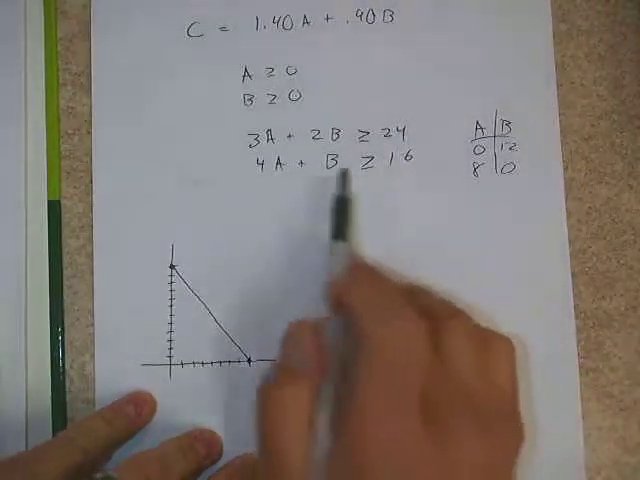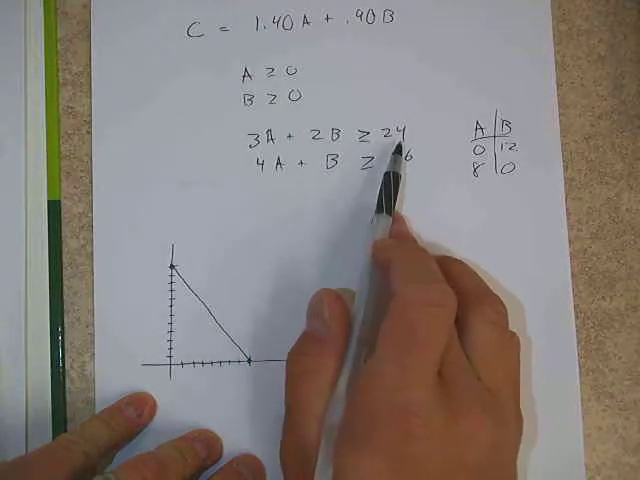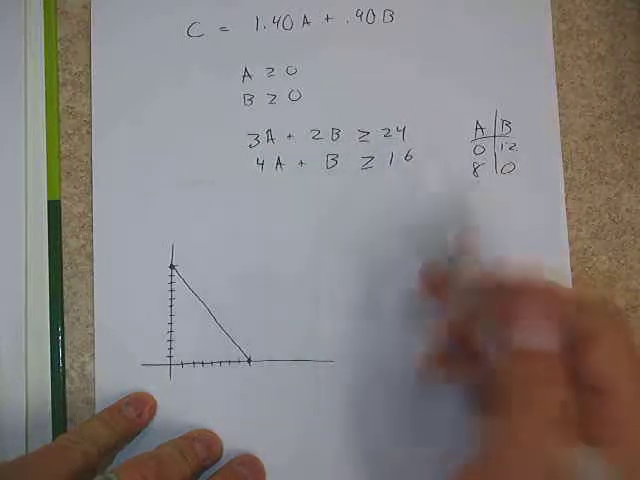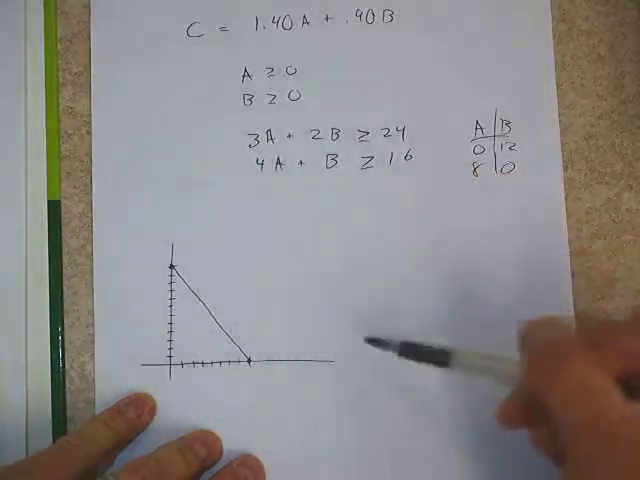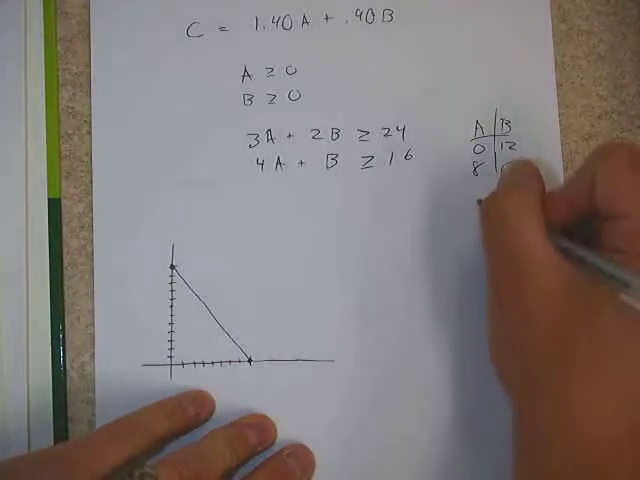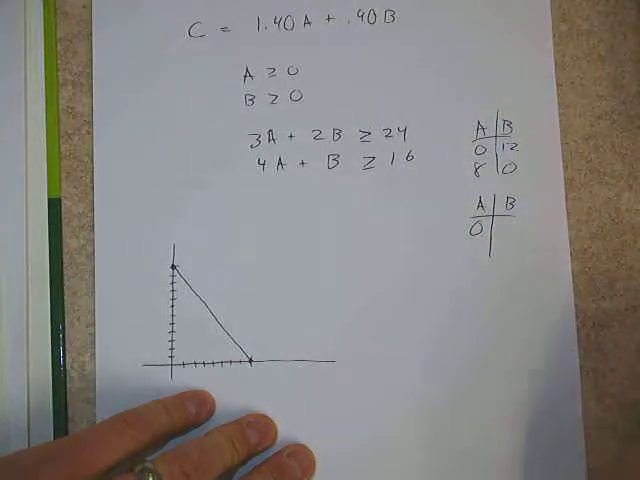And that right there would be my line. And if we do shading this time, if we put 0, 0 in here, it's going to say 0 is greater than 24, which is false. So that means we'd shade the opposite side of the origin. So that means we're going to shade everything out here right now. So keep that in mind.